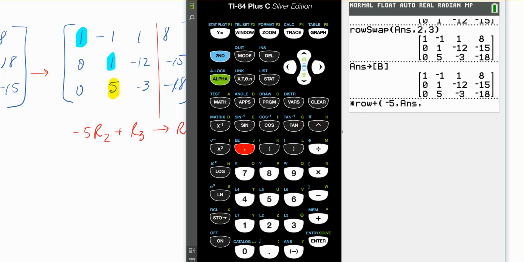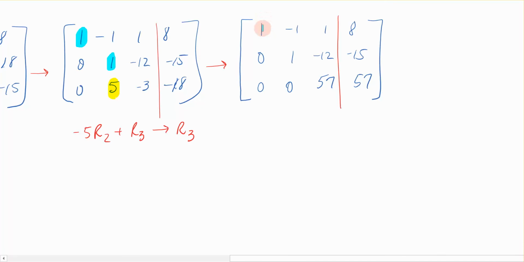So I'm going to multiply -5 times row number 2 in that matrix, and I'm going to add it to row number 3. Hit enter, and now we have this matrix here. So notice I have a 0 in the position that I needed it to be in row number 3. Okay, so we're back here. We have ones so far in the diagonal right there, and I have zeros underneath them. Now the last one that I need to get is in this position here.